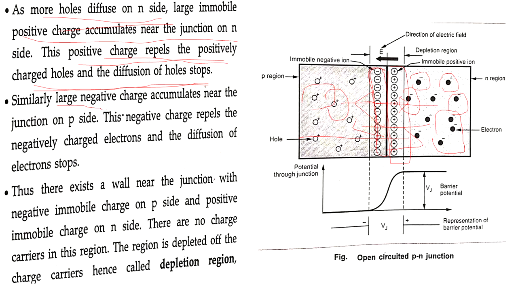Similarly, the large negative charge accumulates near the junction on the p side. This large negative charge accumulation on the p side stops the negatively charged electrons, so the diffusion of electrons stops. So whenever there is a formation of immobile ions near the junction, after the formation of this immobile ion region, the diffusion of holes from p side to n type and the diffusion of electrons from n type to p type will be stopped.